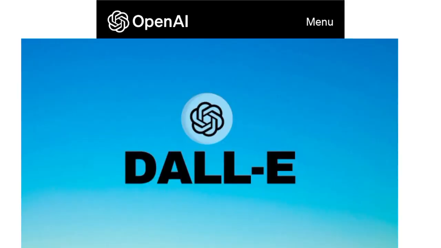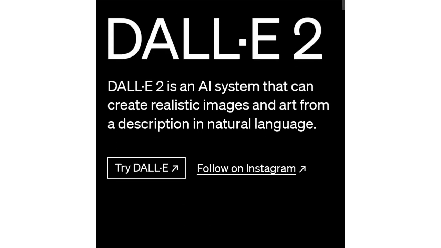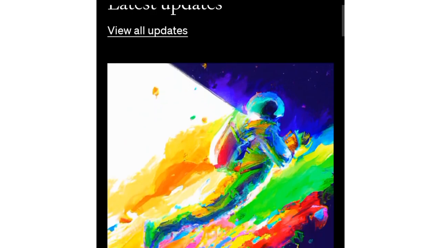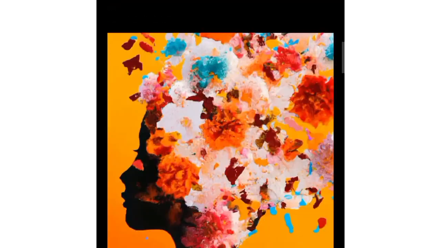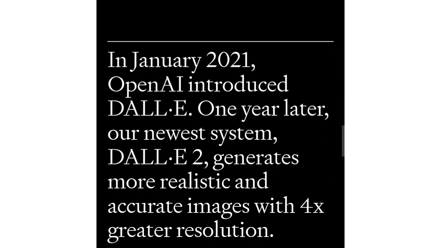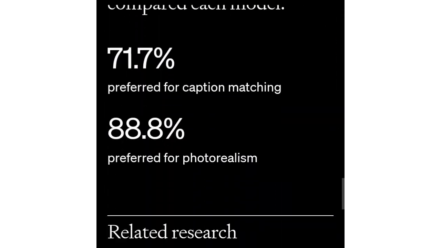Now the next tool is what we call DALL-E. This is a great tool that converts text into images. Any kind of image you have in mind, just type it into this tool and it will convert the text into an image within some seconds. You can also try this tool for free, so go ahead and try it and give us your feedback.